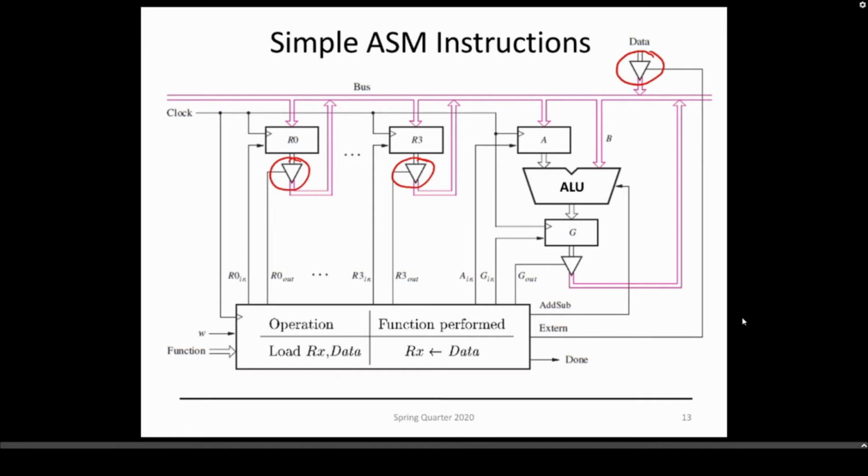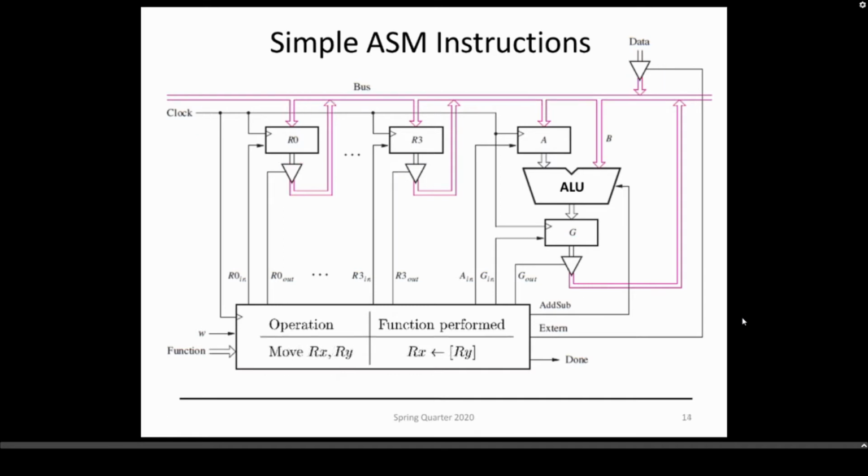So I want to load the data into the Rx. If nothing else is going on, pretty much what is happening is this data is going to enter the bus until it goes inside of my register 0. So notice that I don't need more than just one clock in order to perform this assembly instruction.